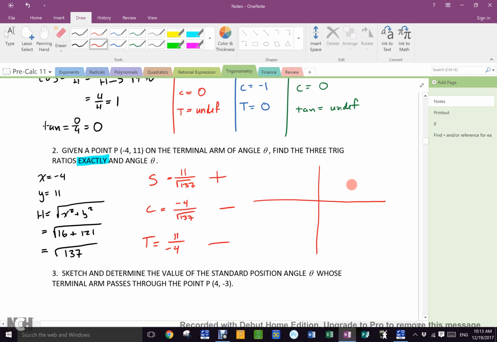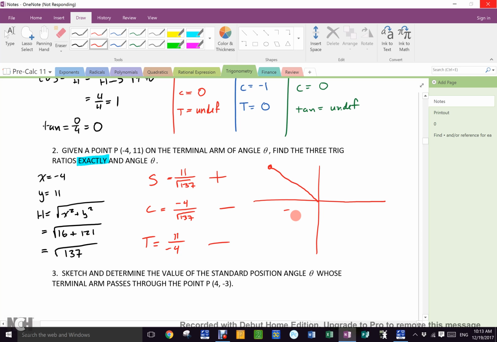Can it live here? Why? Everything's positive there. Can it live here? Yeah, because this is where sine is positive. Draw it. What's the x? -4. What's the y? 11.